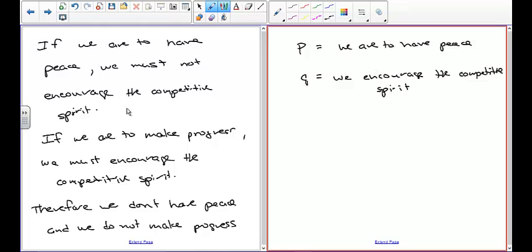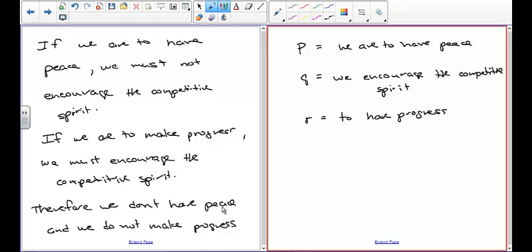Okay, the third statement is we had to have progress. Okay, so R is have progress, to have progress. Okay, and you can see the second part of this if-then statement. We must encourage competitive spirit. That's in statement Q. The conclusion is we don't have peace. That's first, and we don't make progress.